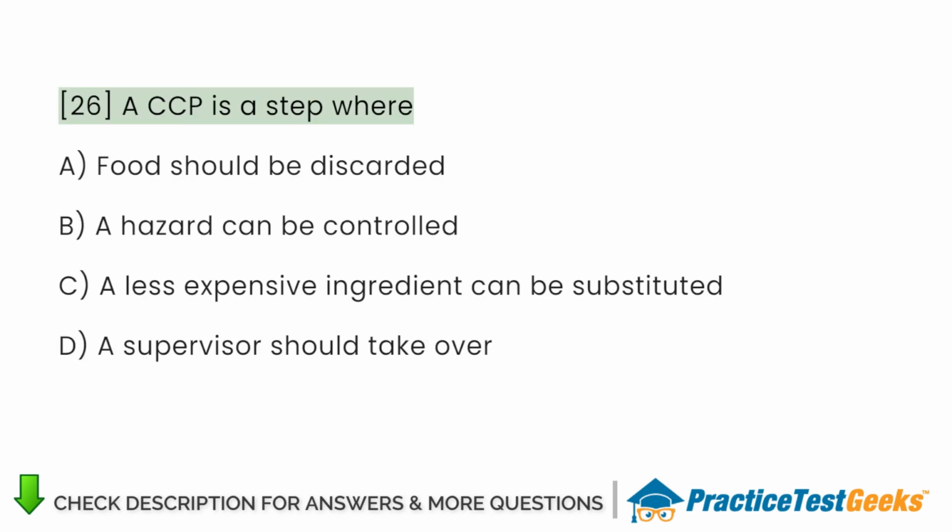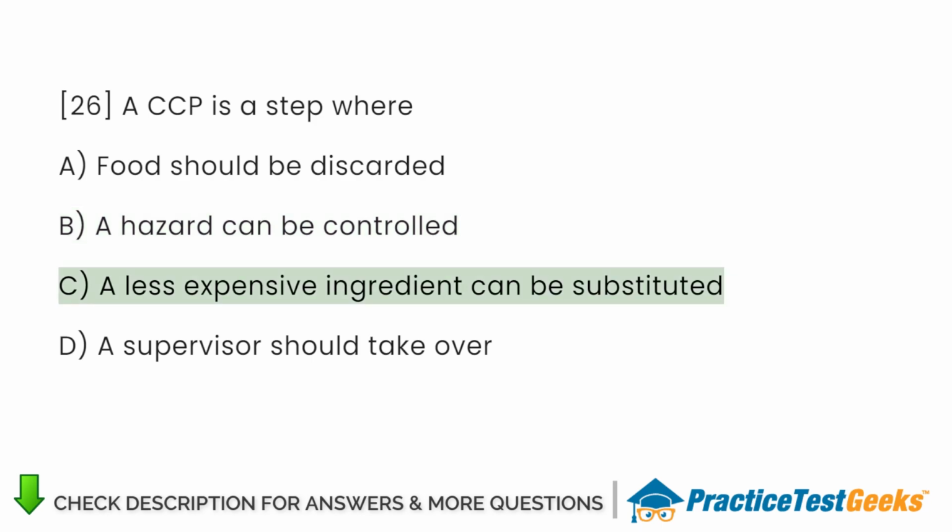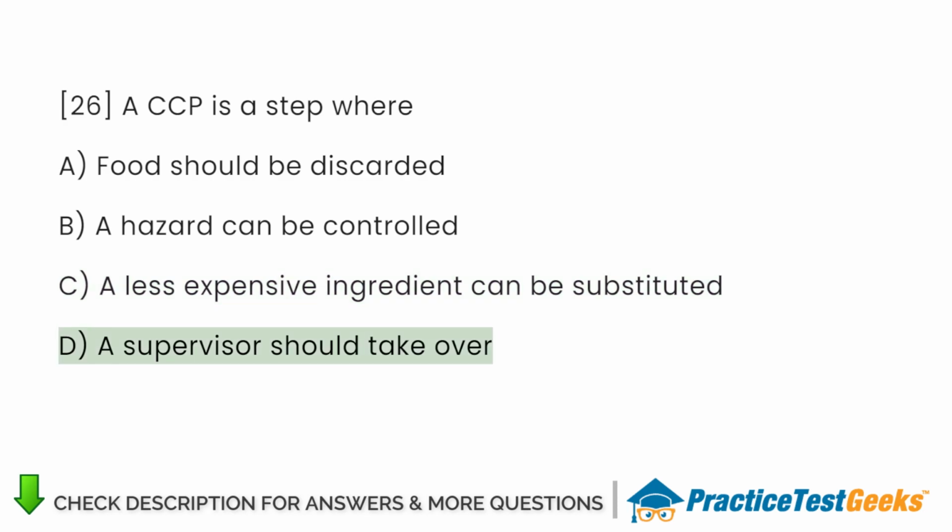A CCP is a step where A. Food should be discarded. B. A hazard can be controlled. C. A less expensive ingredient can be substituted. D. A supervisor should take over.